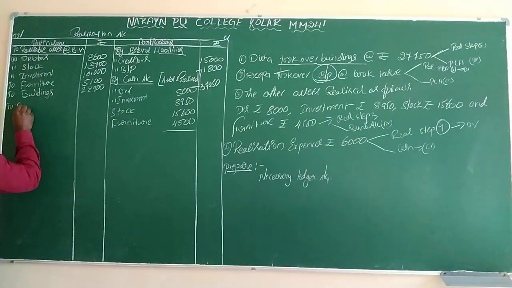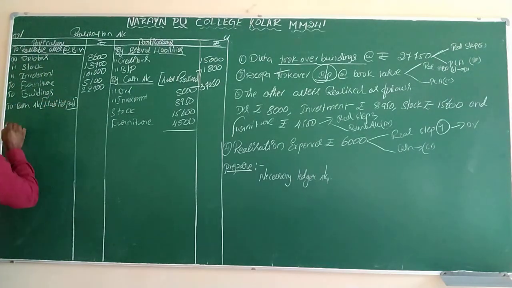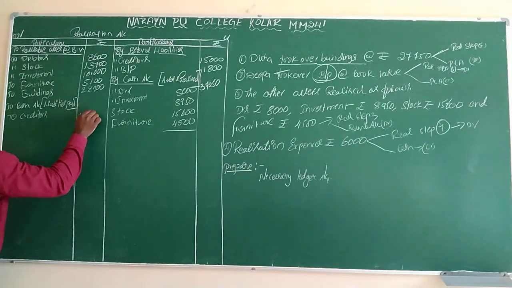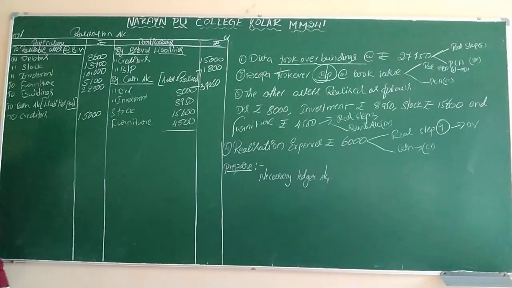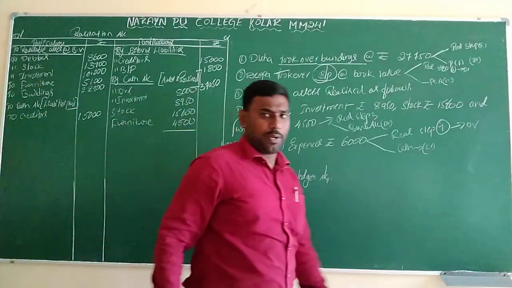Cash account. In bracket we have to write liabilities paid. So we have only liabilities to creditors. So that will be the same value without any changes. We have to write 15,000 rupees liabilities paid. This is our step number 4.